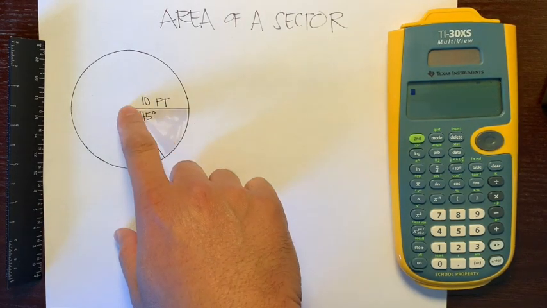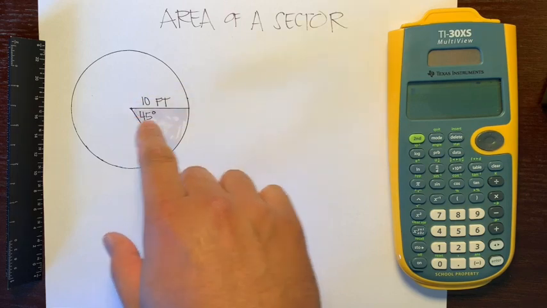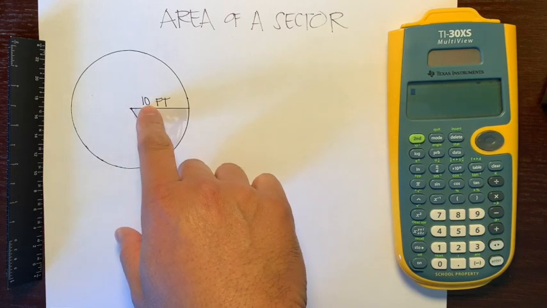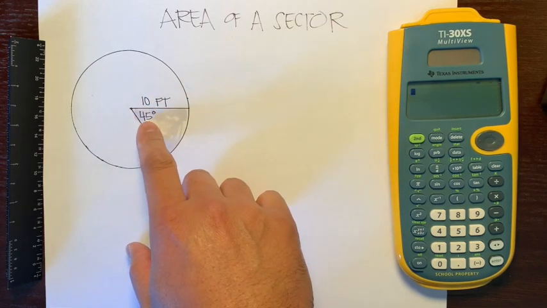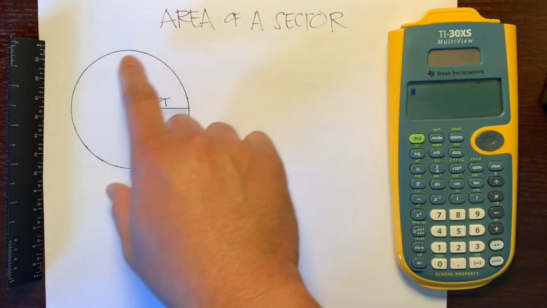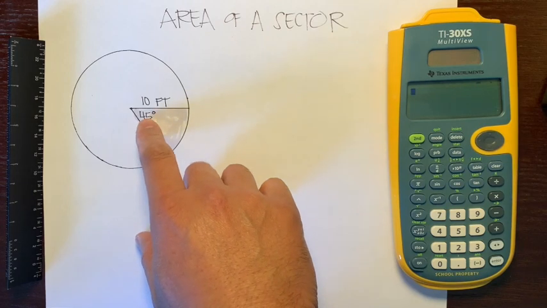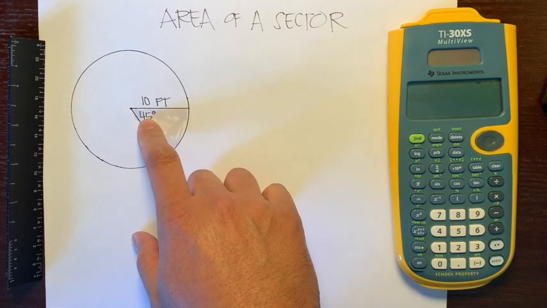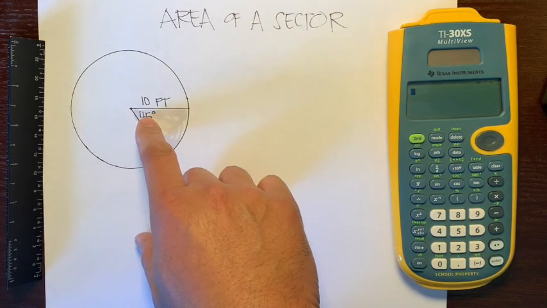They gave us the radius, which starts from the center to the circle, which is 10 feet, and the central angle. So it's the angle that this sector makes out of the entire circle, out of 360. So the central angle is 45 degrees. It's called the central angle because it's in the center.